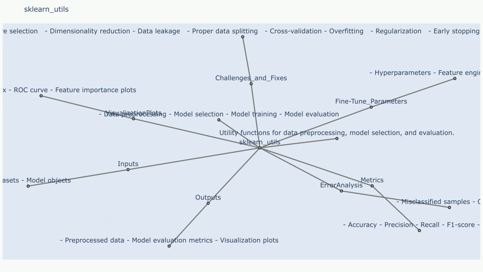Visualization plots. Visualization plot 1. Explain in detail. Sklearn utils don't inherently generate visualizations. However, many of their outputs can be used to create insightful plots using libraries like matplotlib or seaborn. Examples include: confusion matrix, which visualizes the performance of a classification model by showing the counts of true positives, true negatives, false positives, and false negatives.